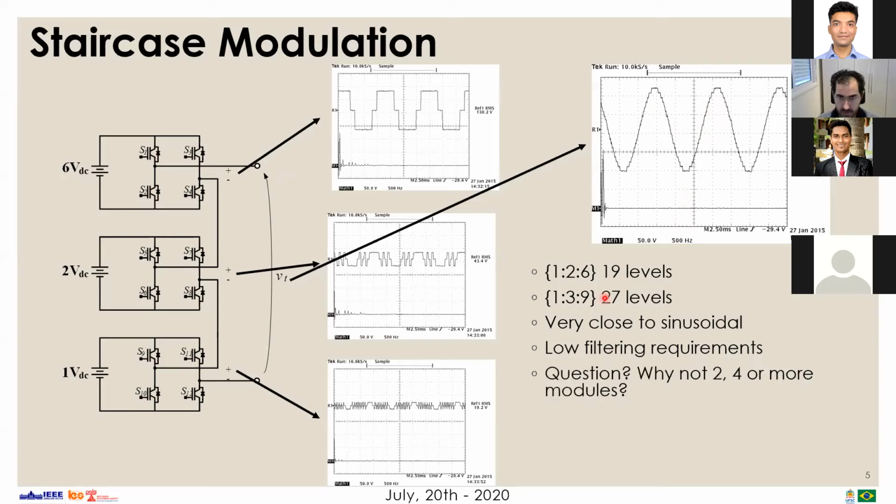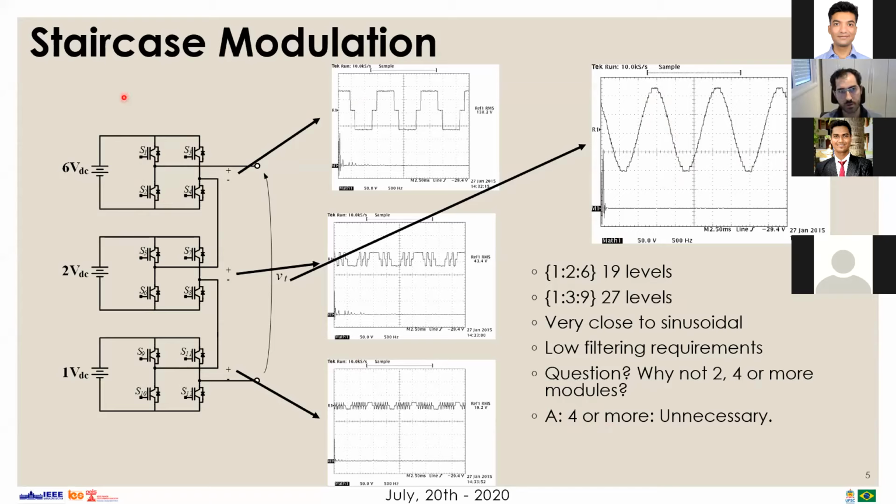And back to the question, why not use 2, 4 or more modules? Again, this question is because in multilevel inverters, we often see several modules, like 10, 8, like we find in MMC inverters and so on. Okay. So in this case, why not use 2 modules, 4 or more? Let's start with 4 modules. Why not use one more module here? Because it is unnecessary. You have already a sinusoidal waveform using 3 modules.